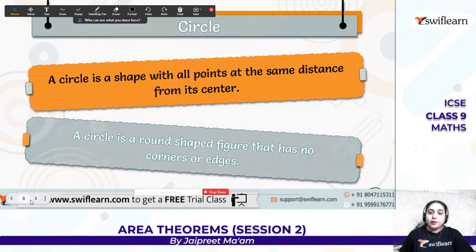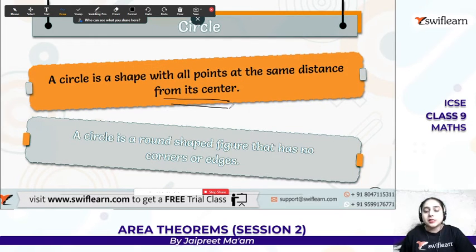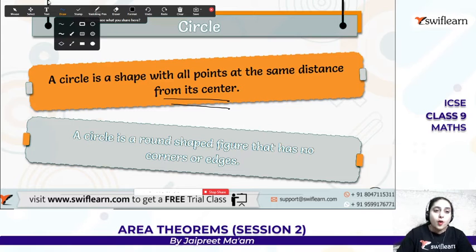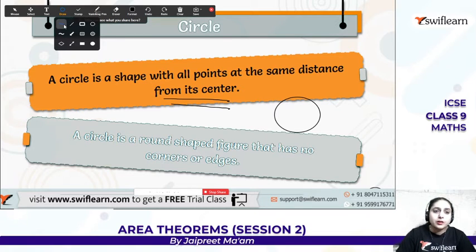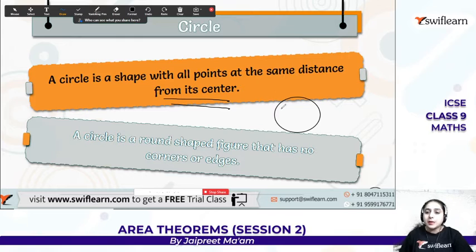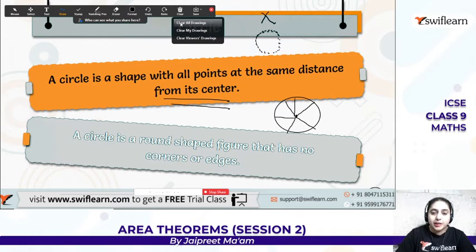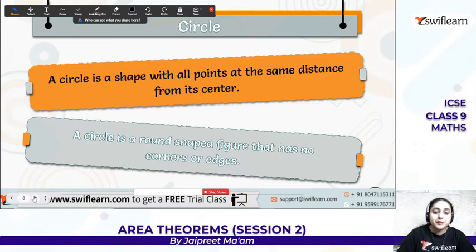A circle is a shape with all the points at the same distance from its center. A circle is a round shaped figure that has no corners, no edges, like this. So this is a circle, and what does this mean? A circle is a shape with all the points at the same distance from the center. For example, this is a center and this is the same distance from the center. The circle is formed of the points like this, and it's a round shape, no corners, no edges, no straight lines. So this is the basic definition of a circle.